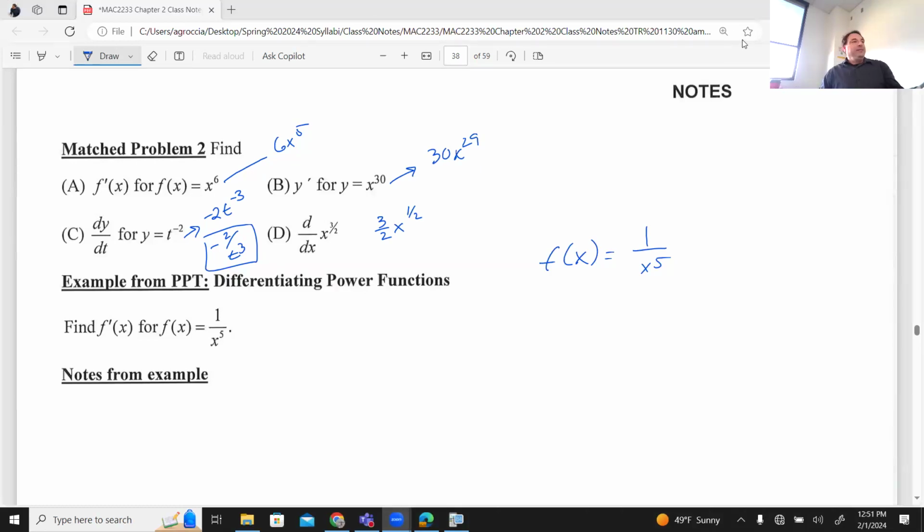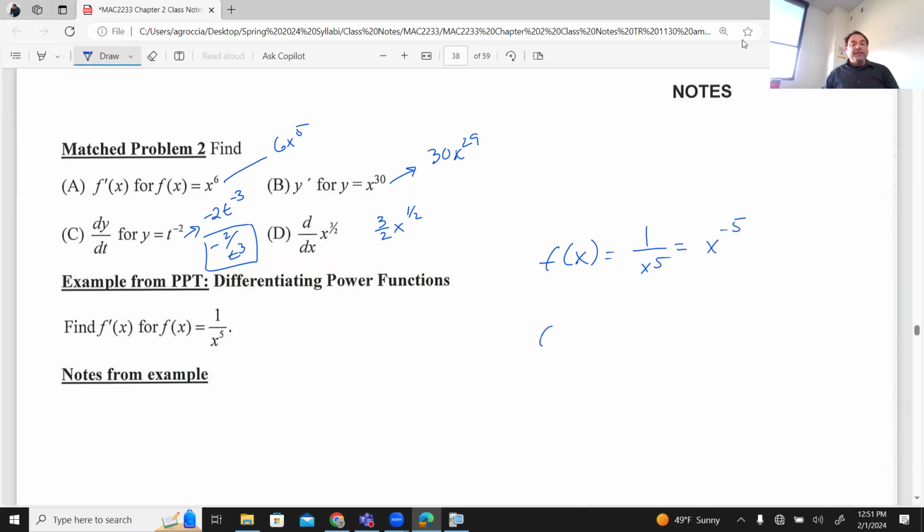Notice the way it's written is difficult to take the derivative. So do I have some knowledge of exponents? Can this be rewritten? And the answer is what? X to the negative 5. Isn't it exactly the same thing?